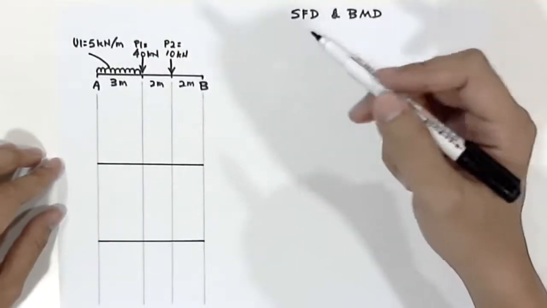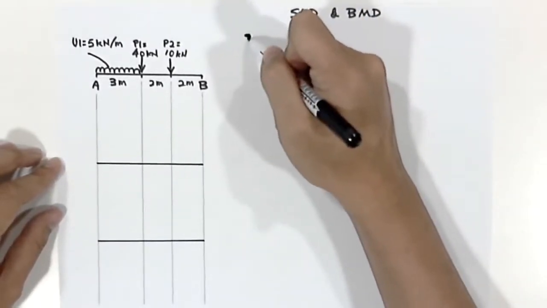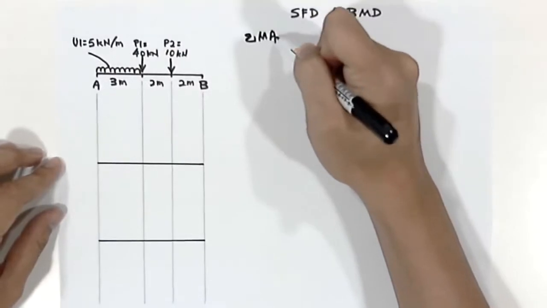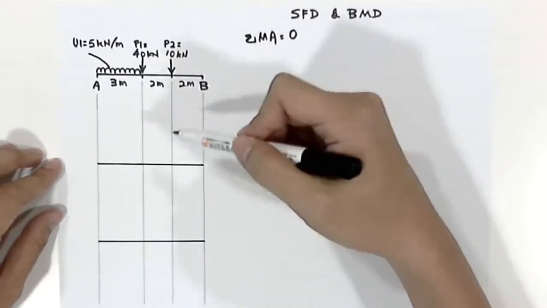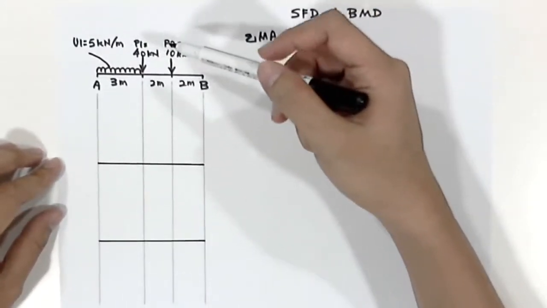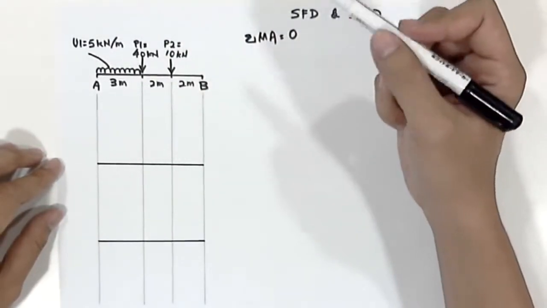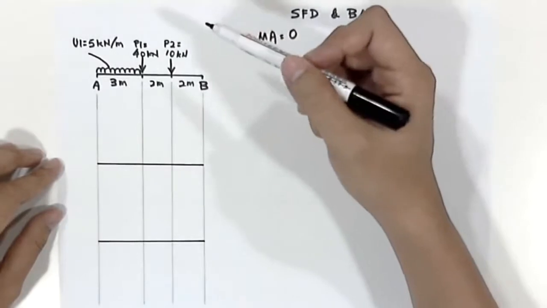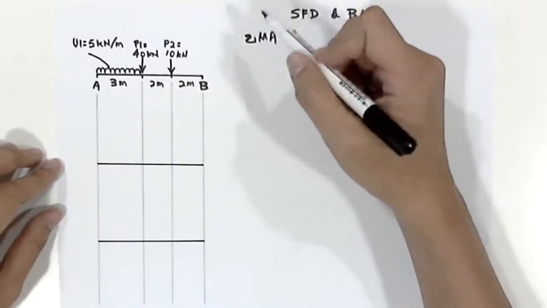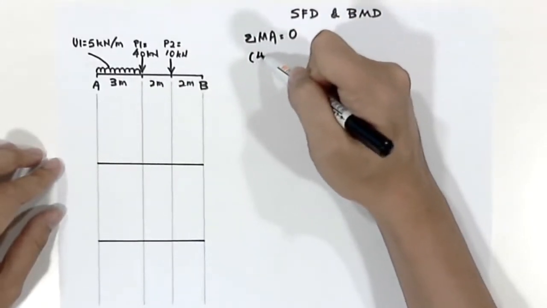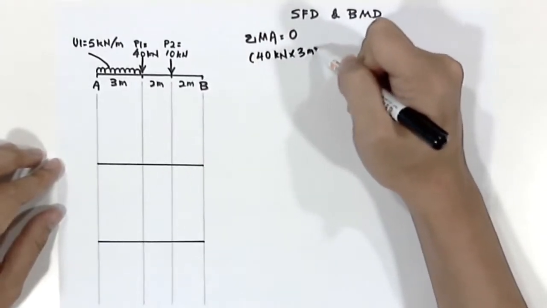So by following the equilibrium formula, we know that sigma MA equals 0. So we'll go into calculating all the moments that will act on point A. The first moment will be coming from point 1, P1, which is 40 kilonewton times 3 meter.